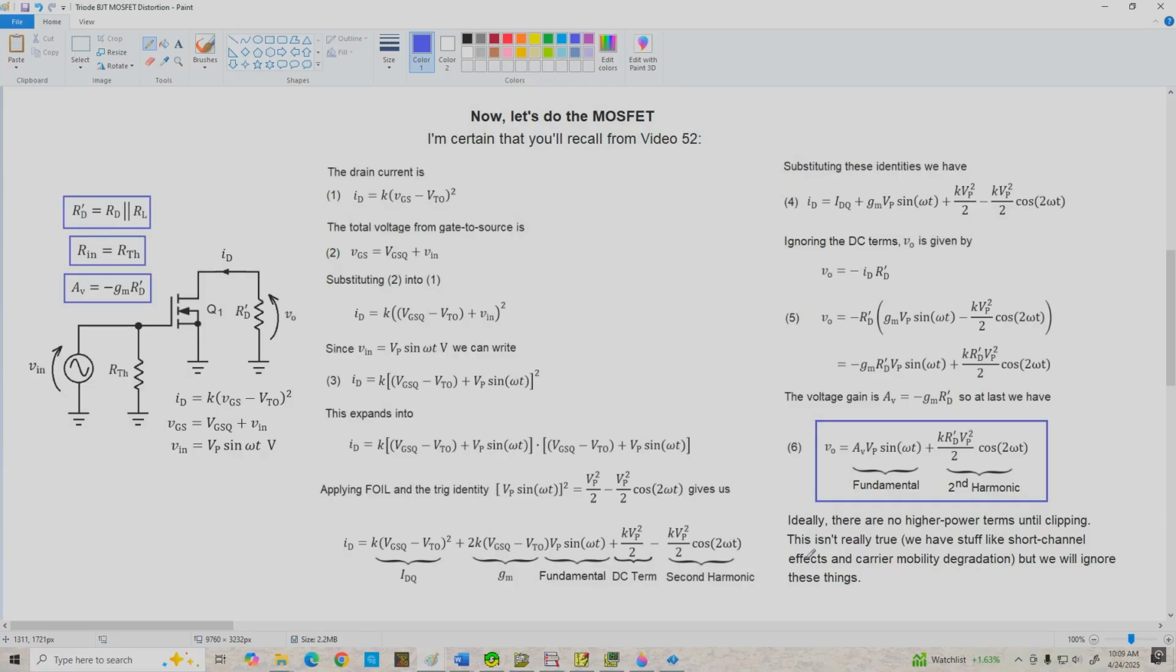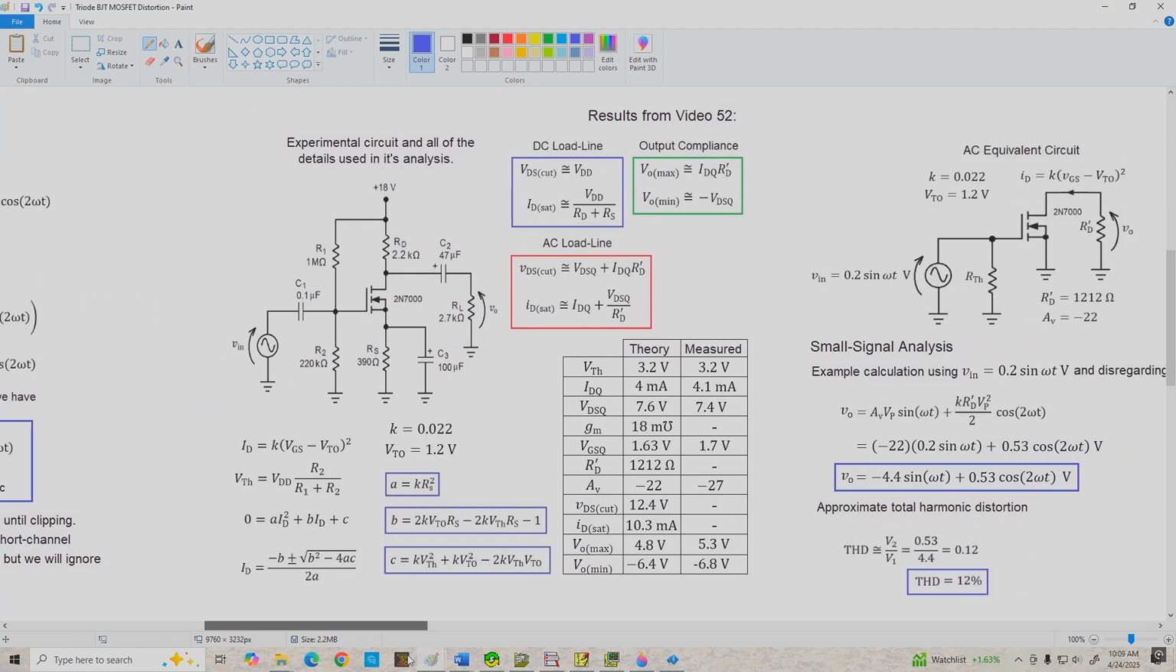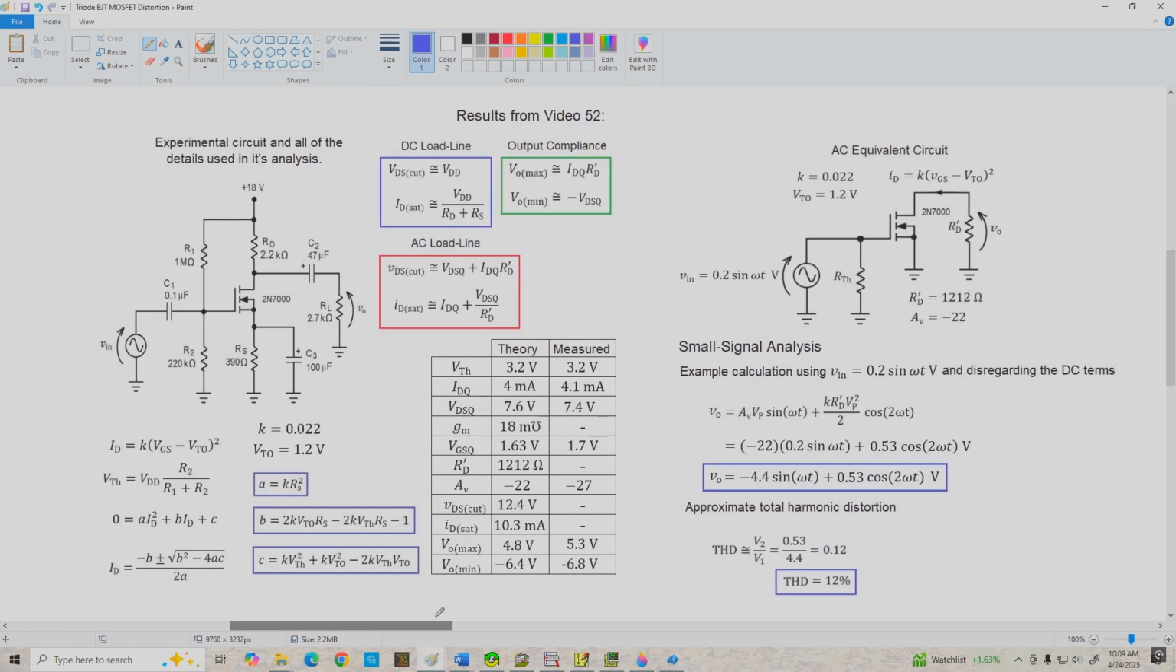But what we're going to do next is go on over and take a look at the results we got from video 52. And here's the circuit that we analyzed and we constructed it. Don't get distracted by all this stuff over here. This is just the parameters for the quadratic formula used to determine the Q point. We've got our AC load line, DC load line compliance equations, and a list of theoretical and measured values.